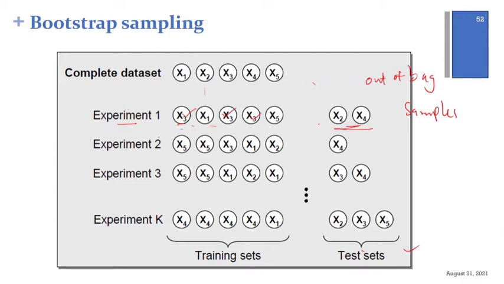So you keep doing that. In the next experiment, the second model, X5 is repeated 2 times, and X4 is the only one not coming in. That X4 is used as the test set. This continues up to experiment K, where K ranges from 2 to as high as the number of base learners you want to generate. That is the idea of bootstrap sampling.